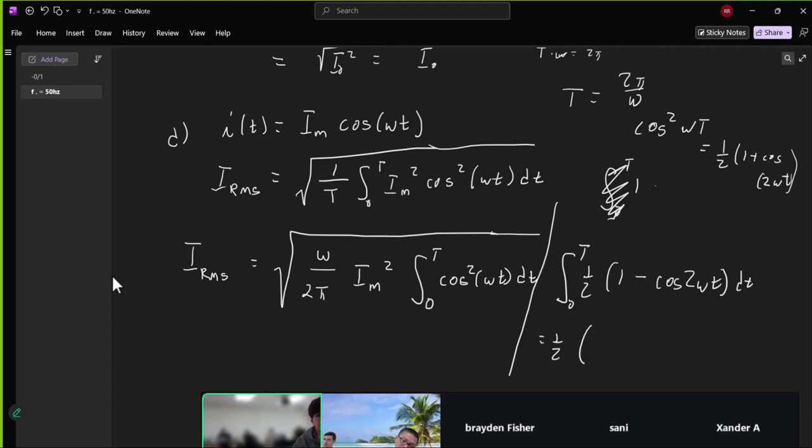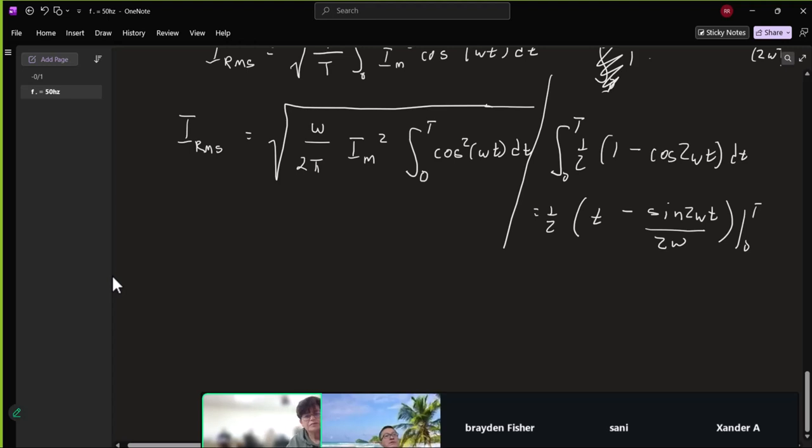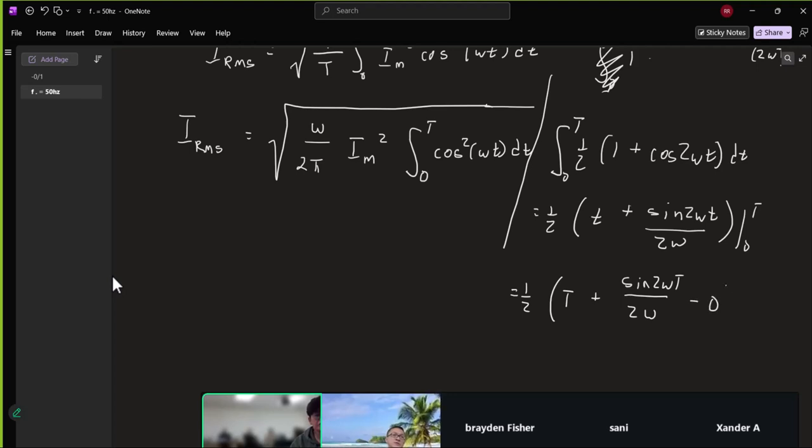Take the 1/2 out, you get T. Integral of cosine is sine, so minus sine 2 omega t over 2 omega, 0 to T. Is it minus or plus? I don't know why I put that, that should be a plus. Equals 1/2 T plus sine 2 omega t over 2 omega, minus, if I plug in 0, do I get 0? Yes.